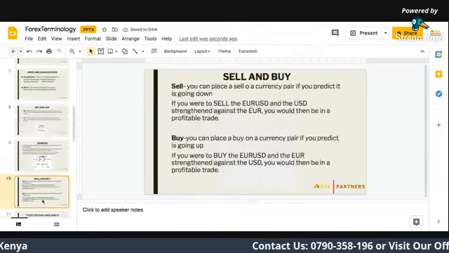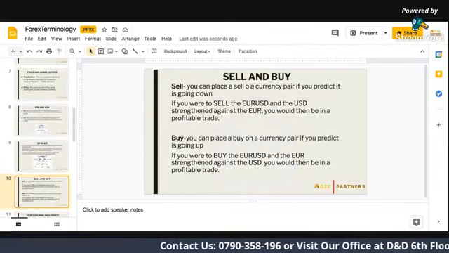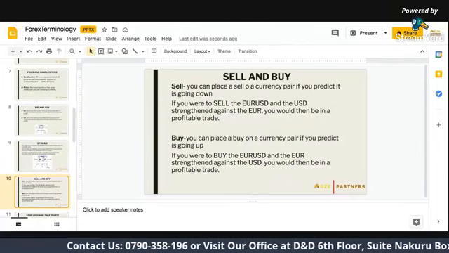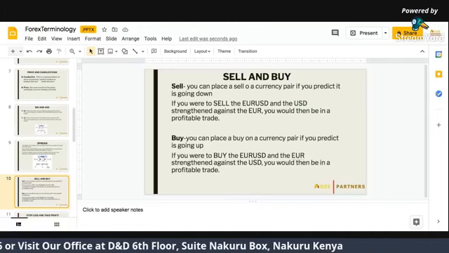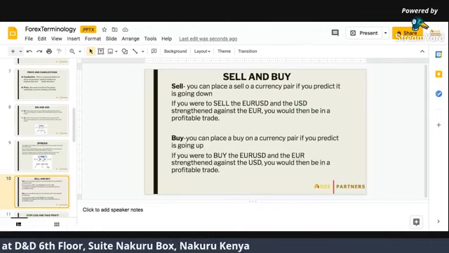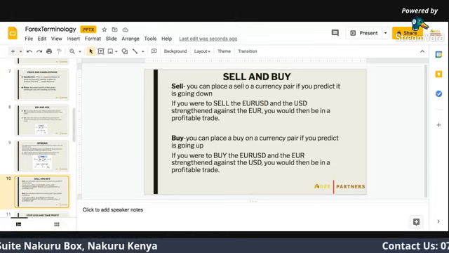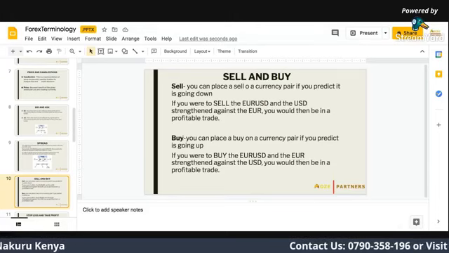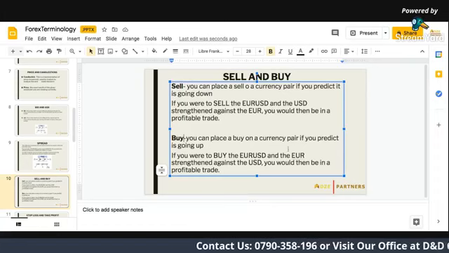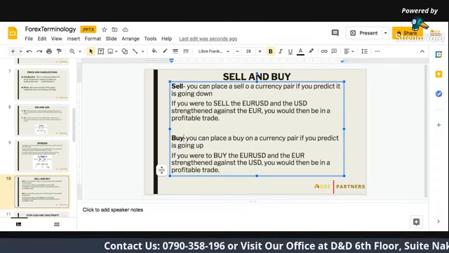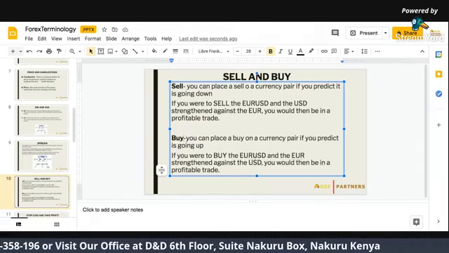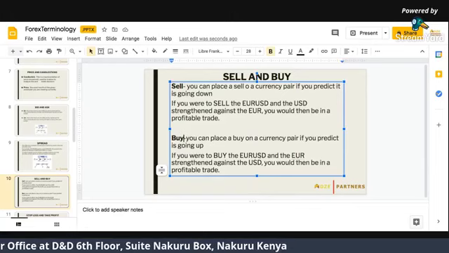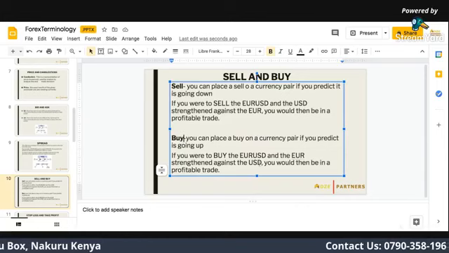Now let's cover sell and buy. Sell is you can place a sell on a currency if you predict it's going down. So if it is bearish, you sell. If you want to sell the USD, and the USD strengthens against the euro, you will be in a profitable trade. And then buy, you can place a buy on a currency pair if you predict the pair is going up. So in Euro USD, if you buy the Euro USD pair, you're buying Euro, you're selling USD. So in a scenario whereby the Euro becomes stronger than the USD, you'll be profitable.